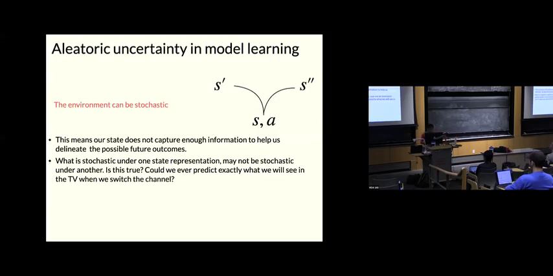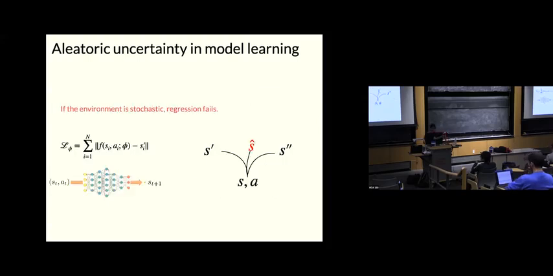Yeah, and what is stochastic under one state representation may not be stochastic under another. And it's exactly what I told you. If your state has all the TV program, then there's no uncertainty on what you're going to see on the TV if you press a particular button. But the truth is that we will always have part of the information hidden from the world, so stochasticity will always be there, aleatoric uncertainty will always be there. This is something obvious to say. There is nothing really surprising here.